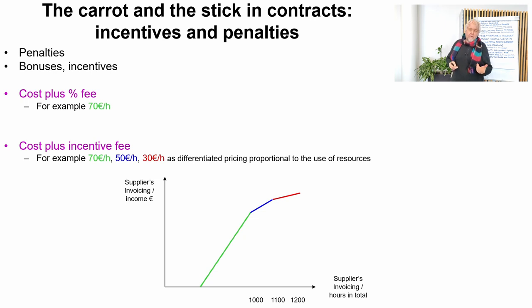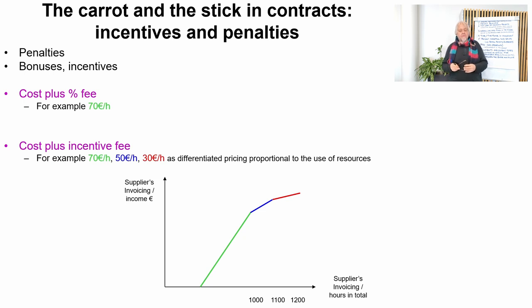The incentive type of a contract could be, for example, by agreeing about 70 euros, 50 euros, and 30 euros per hour, being proportional to the use of resources. So both parties can agree that they aim at 1,000 hours of resource usage, and the customer pays the supplier 70 euros per each hour until 1,000 hours is reached, but then for the hours exceeding 1,000, the customer pays the supplier only 50 euros per hour.